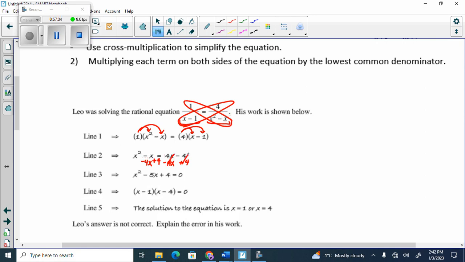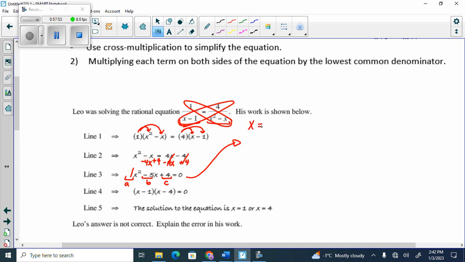And I get x squared minus 5x plus 4 equals 0. And then we factored it: numbers that multiply to give me 4 and add to give me negative 5. Now, if you forget factoring, not a big deal. This is your A, this is your B, this is your C, and the quadratic formula is on the very bottom left of your formula sheet.